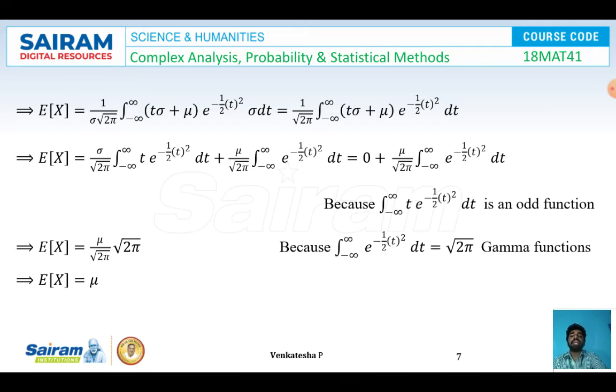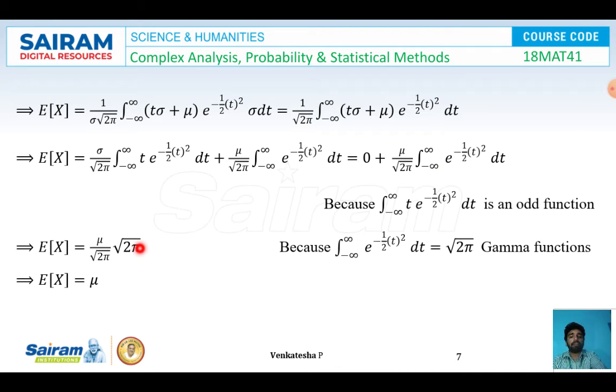I got it. And in this equation we have to observe that this t into e power minus 1 by 2 t square is an odd function, and this e power minus 1 by 2 t square is an even function. So I can replace this complete integral as 0, because the integral minus infinity to plus infinity t e power minus 1 by 2 t square dt is an odd function. The odd function will become 0 after integration. So I'm writing 0 here directly, and keeping mu by square root of 2 pi, integral e power minus 1 by 2 t square dt as it is, and this integral will be equal to square root of 2 pi.